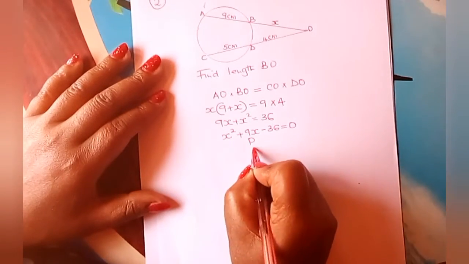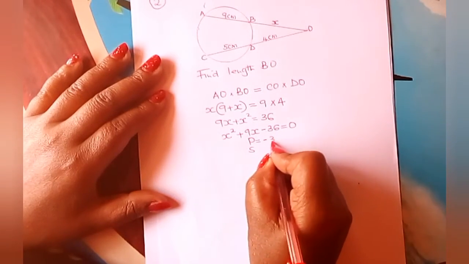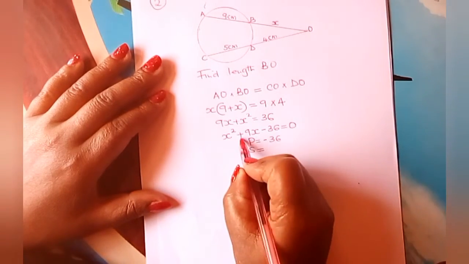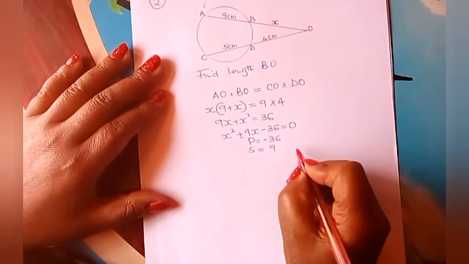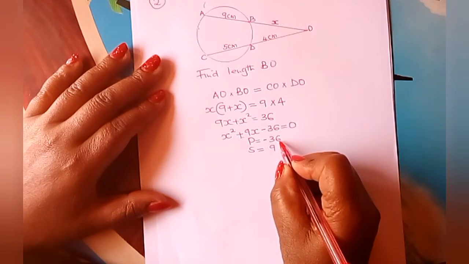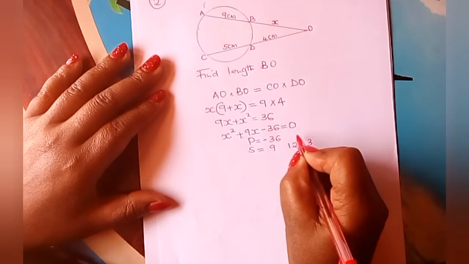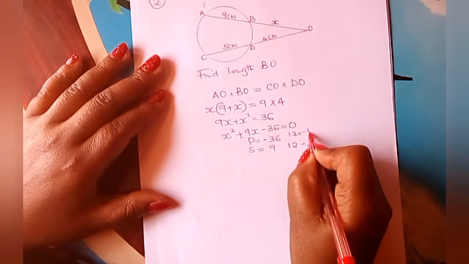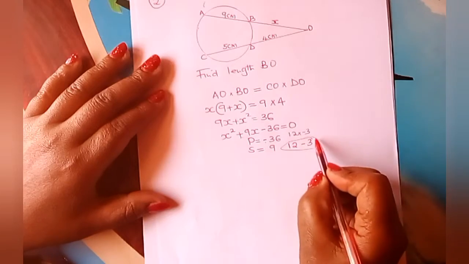So what is the product? What is the sum? The product is normally this, learner. I know you know this. And the sum is this coefficient of x. So which are these two numbers that you add to get 9 and you multiply to get negative 36? The numbers are 12 and negative 3. 12 times negative 3 to give you that. So these numbers are okay.